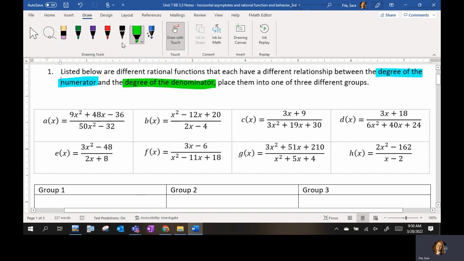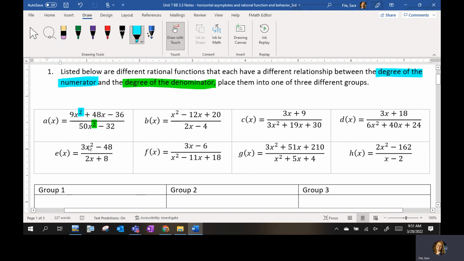Okay, so let me look at the first one with you. So what is the degree of the denominator here in a of x? 2. Okay, what is the degree of the numerator function? Also 2. So it says to look at the relationship between them. So how are those related, 2 and 2? They're the same. So I'm going to put that in one group when the degrees are the same.